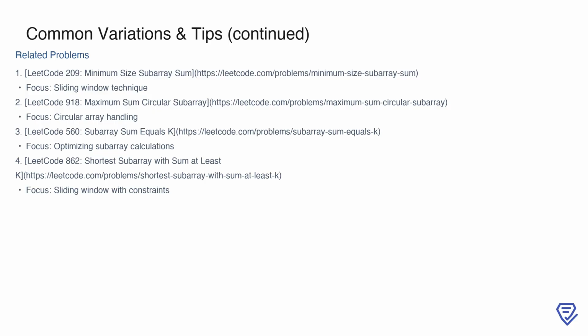For problems centered on optimizing subarray calculations, LeetCode 560, subarray sum equals k, is a great example. Finally, LeetCode 862, shortest subarray with sum at least k, introduces sliding window constraints, which offer additional challenges. By practicing these problems, you'll strengthen your grasp of the key strategies required for this problem, like modular arithmetic and sliding windows, while also preparing to tackle more advanced variations.